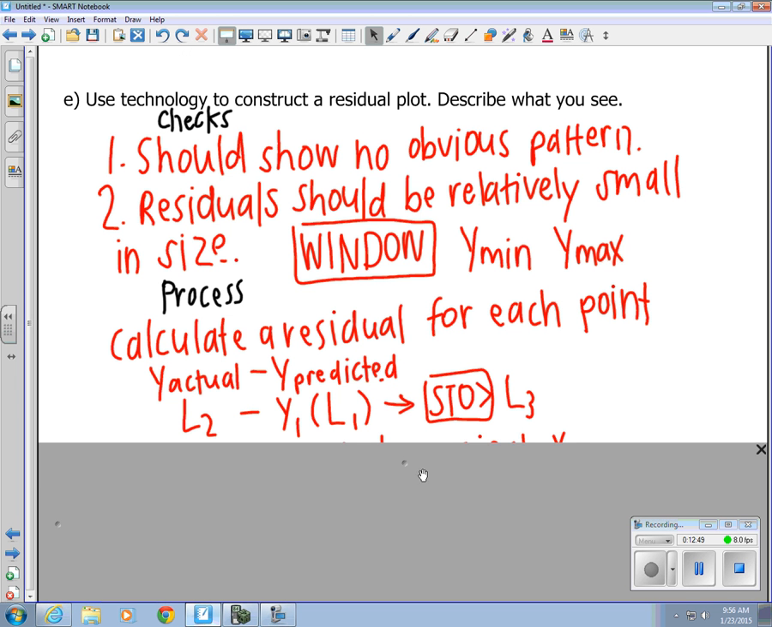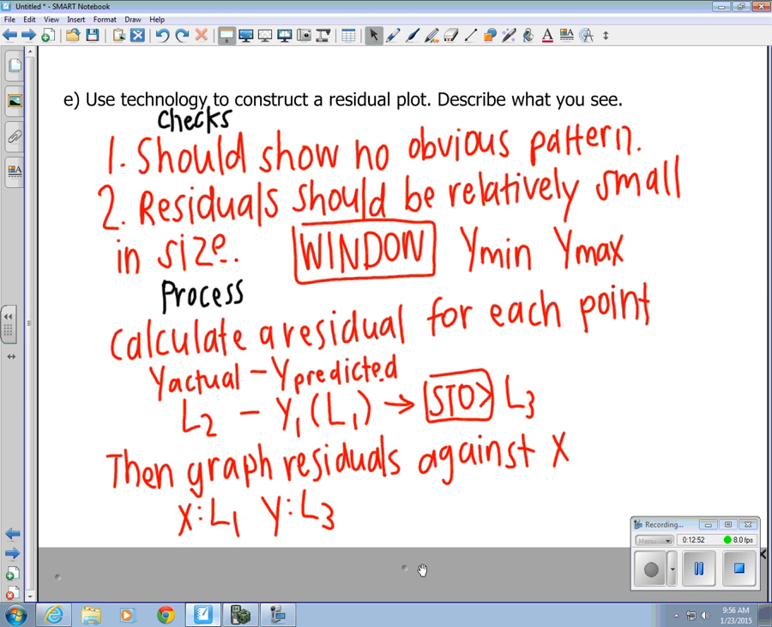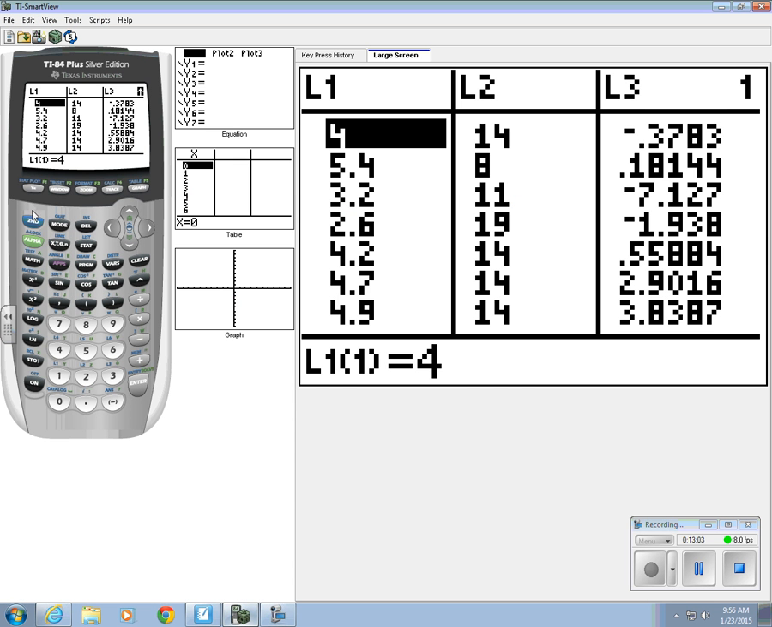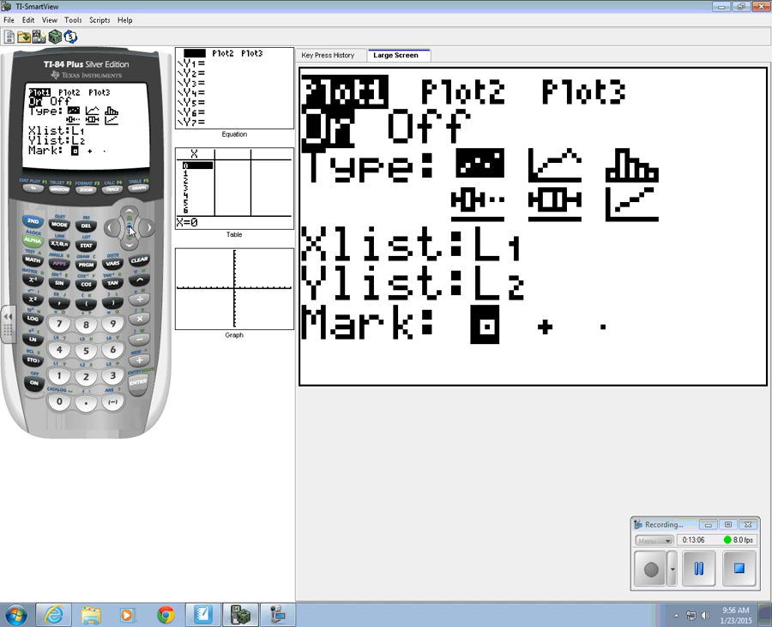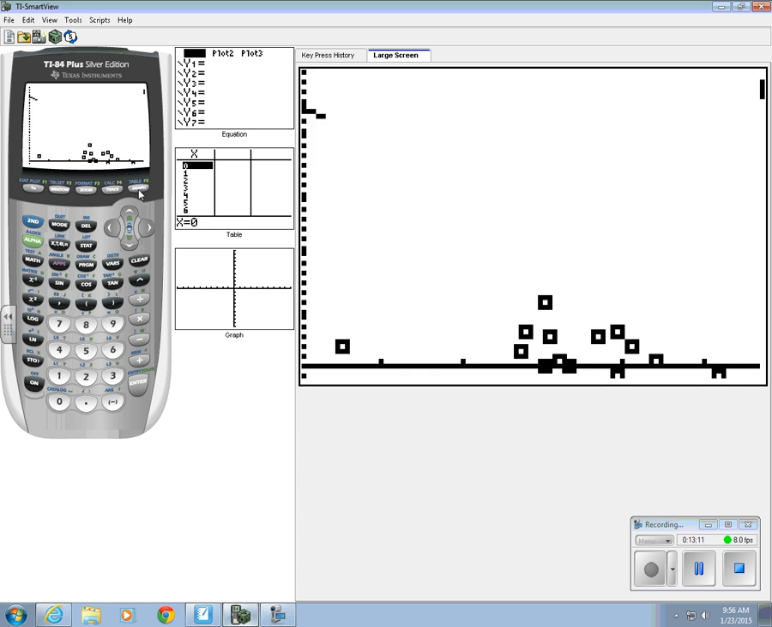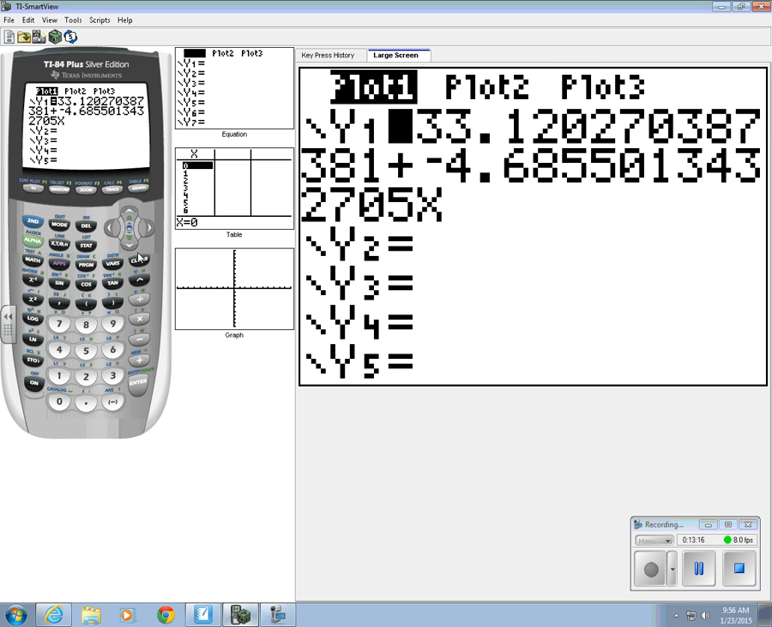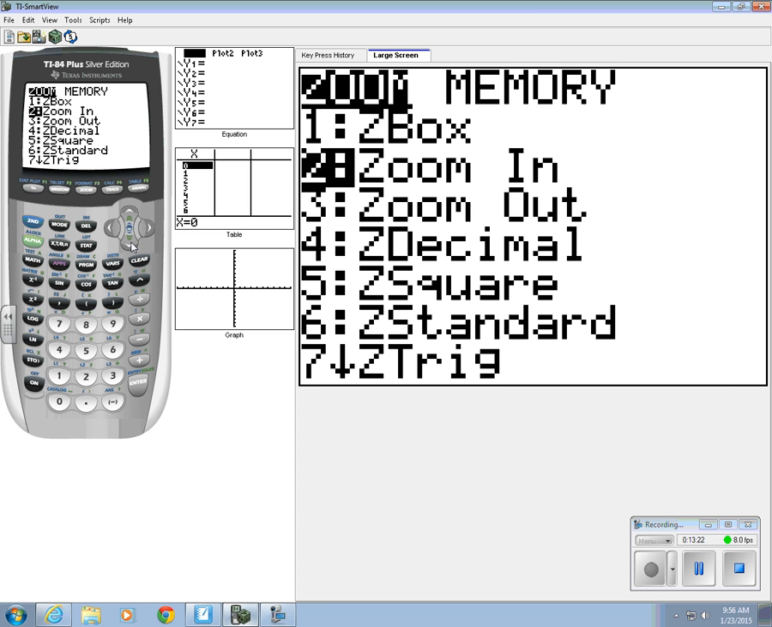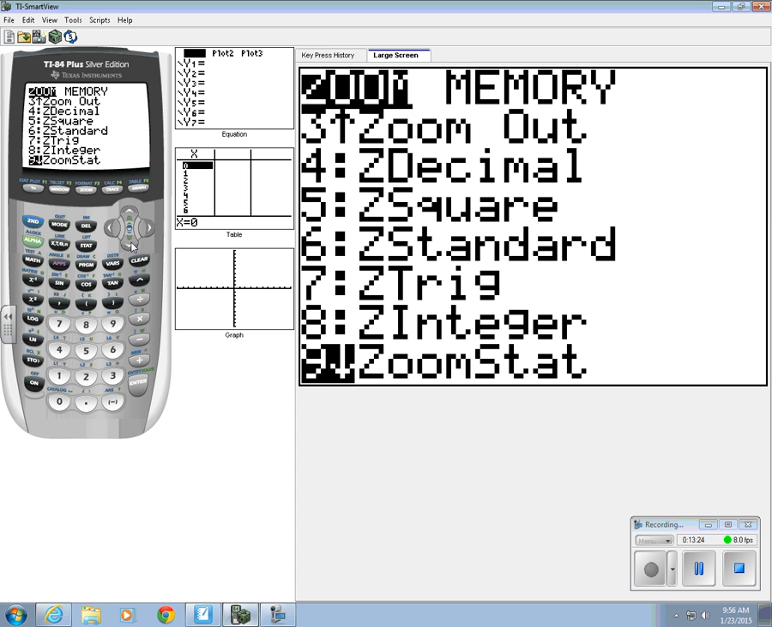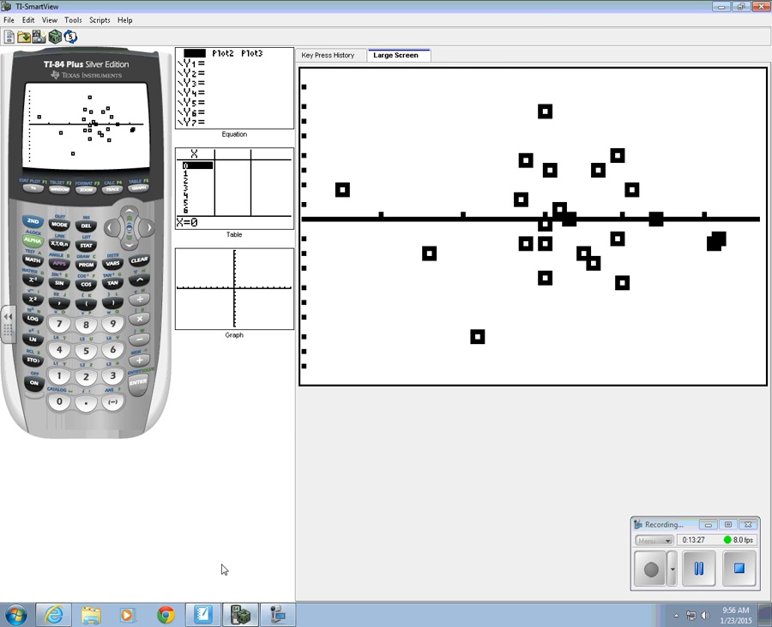So then you need to graph the residuals against x. So this time, instead of the scatter plot where we had x as L1 and y as L2, now you want to make y L3. So you do the same thing, second stat plot, the first one, make sure everything is good, and then do second 3, L3, and graph that. Oh, and it's showing the line. I'm sorry, one second. Graph, and then zoom stat. And that's your residual plot, like that.